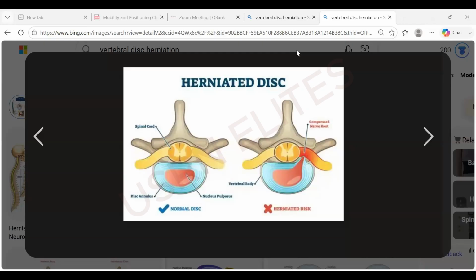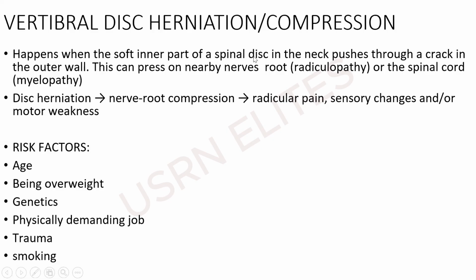So it happens when the soft inner part of the spinal disc, okay, that's the disc that we're talking about, in the neck pushes through a crack in the outer wall. All right. And what happens? This can press on the nearby nerves. That's radiculopathy, or the spinal cord, that is myelopathy.